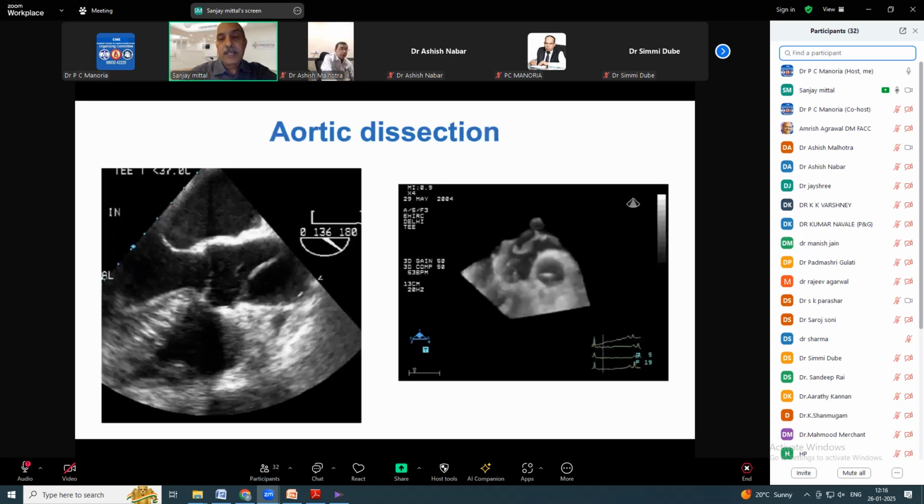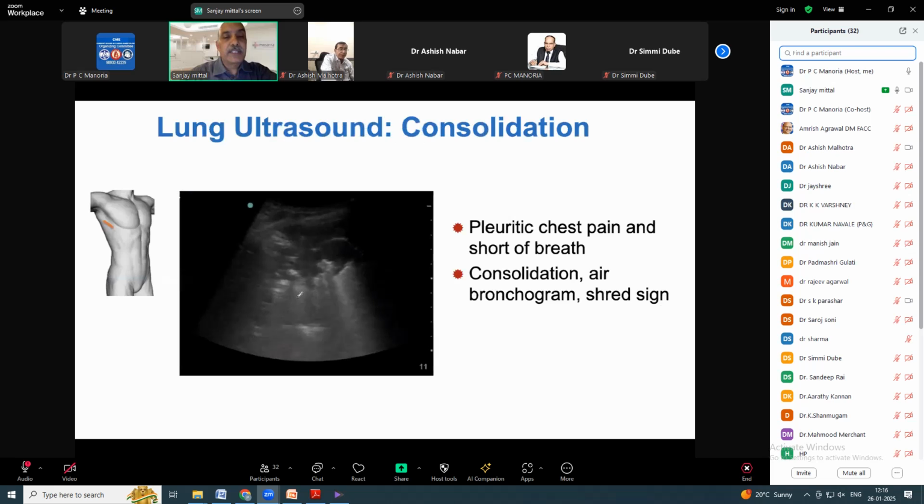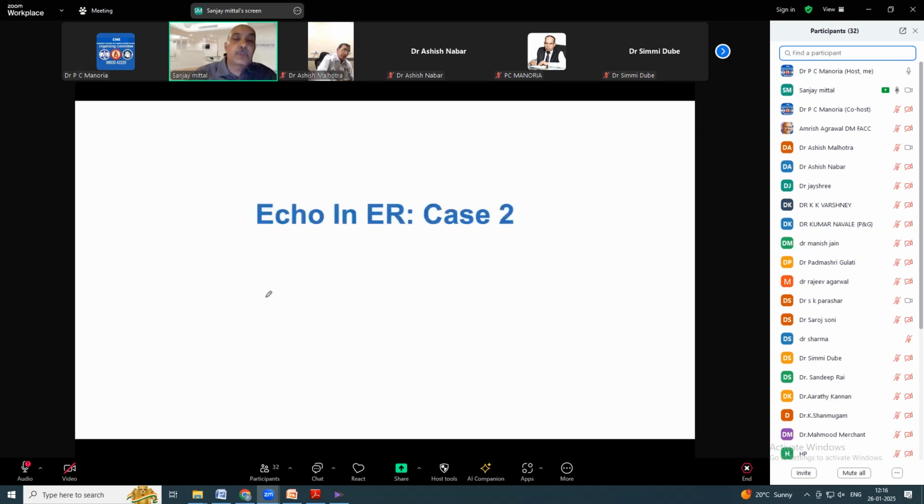Dissection of the aorta, again, 2D and 3D can give. And one more thing, I was talking about the lung ultrasound. Now today, if we have lung ultrasound, it can also give us another reason to believe. You can see the ragged edges here. This is what we call the shred sign, suggestive of consolidation or pneumonia. And this could also be diagnosed in the emergency through ultrasound.